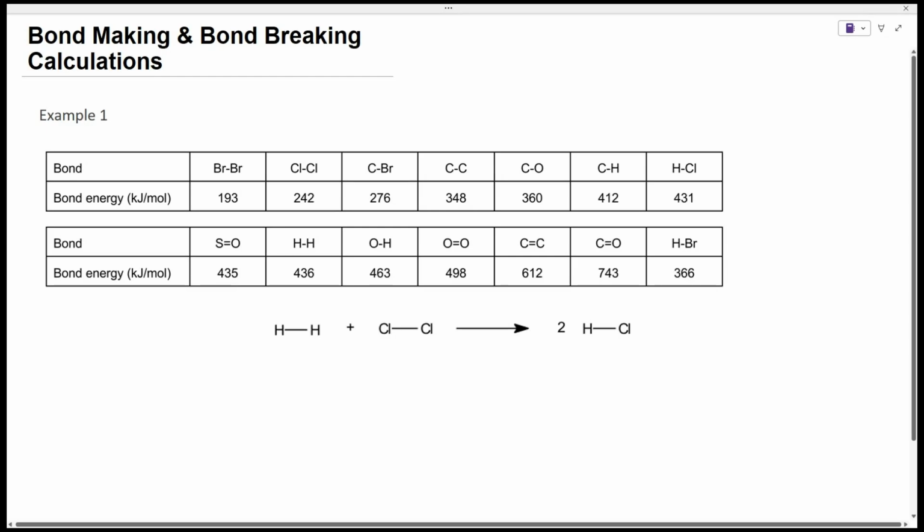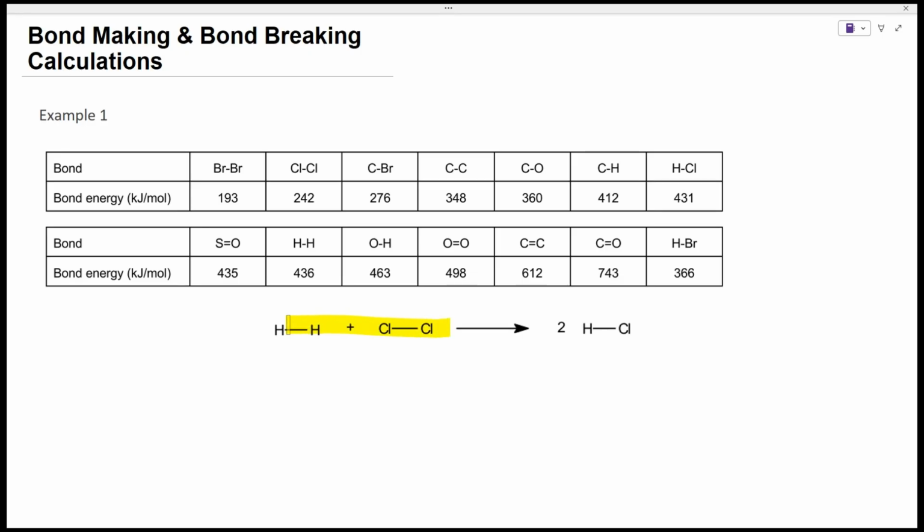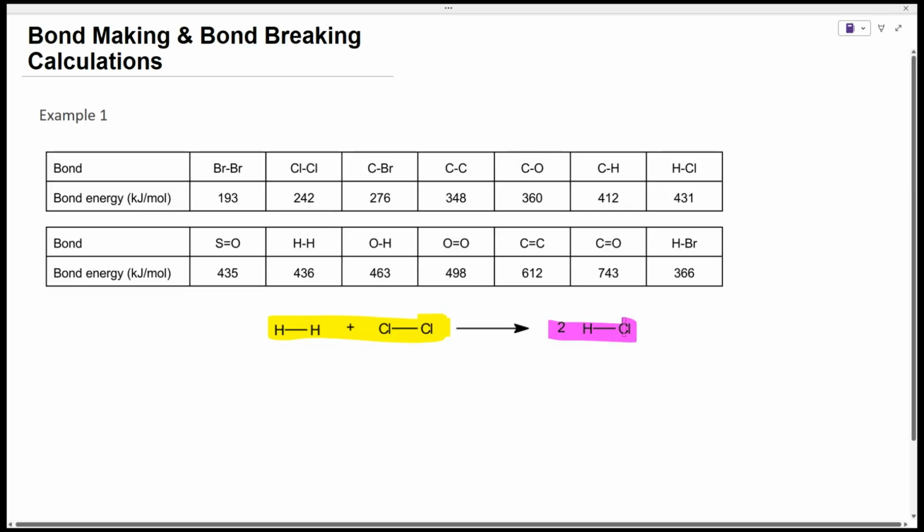Right, so we're going to take a look at our first example, which is a bond making, bond breaking calculation. It's a fairly simple one to start with, just to get you into the routine of how to do these. So the first thing I like to do is, with a highlighter pen, highlight my reactants in one colour. Okay, so my hydrogen and my chlorine I'm going to highlight yellow. And then my products, in this case, I'm going to highlight pink. You don't have to use pink and yellow, just two different highlighters, absolutely fine.